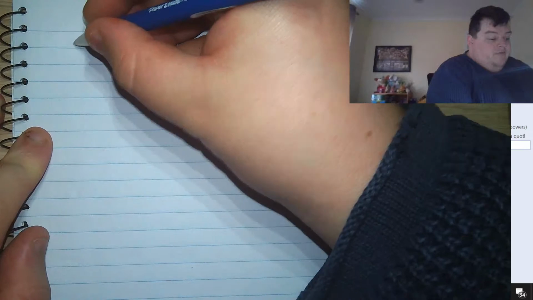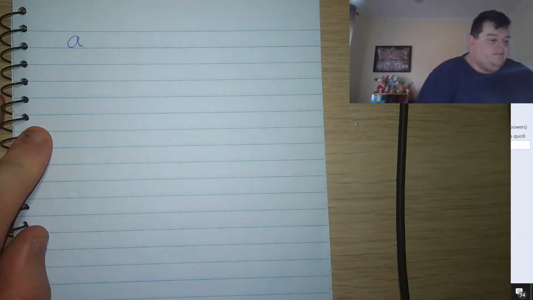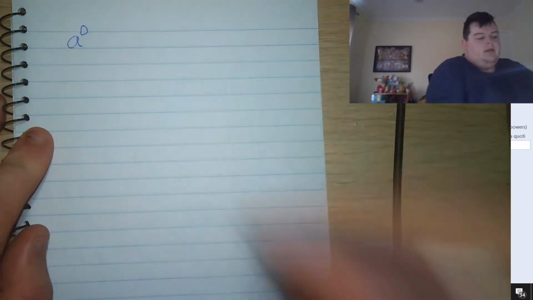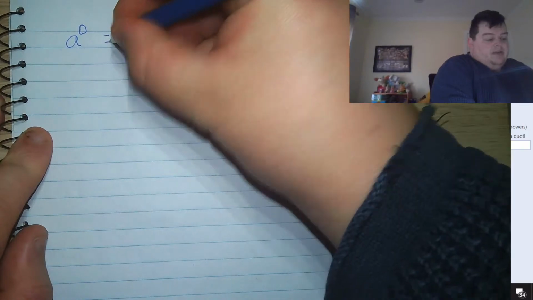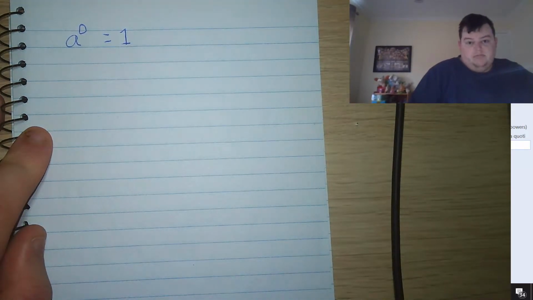Alright, hey guys, today we are going to talk about index law number 6, which is the zero power law. The idea being that if you have any letter, number, whatever, and it's raised to the power of 0, regardless of what the base is, it just equals 1.